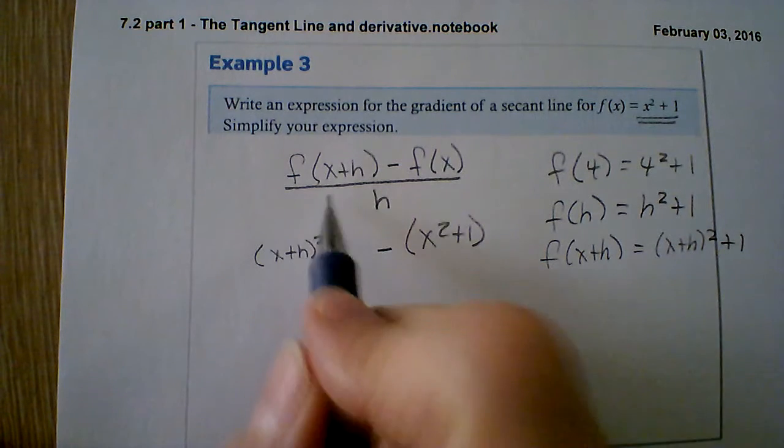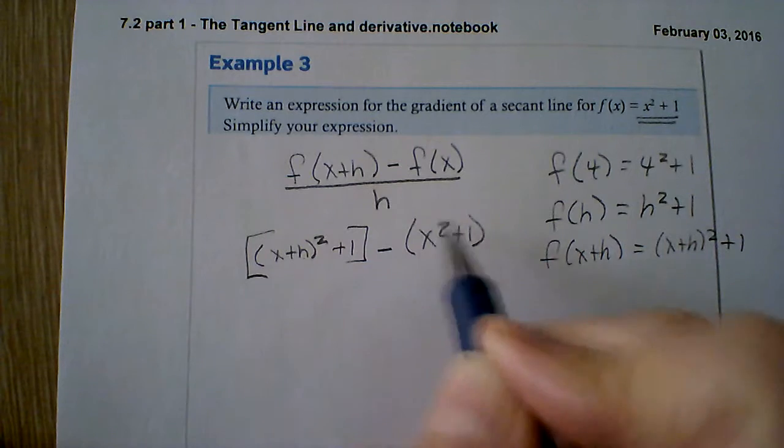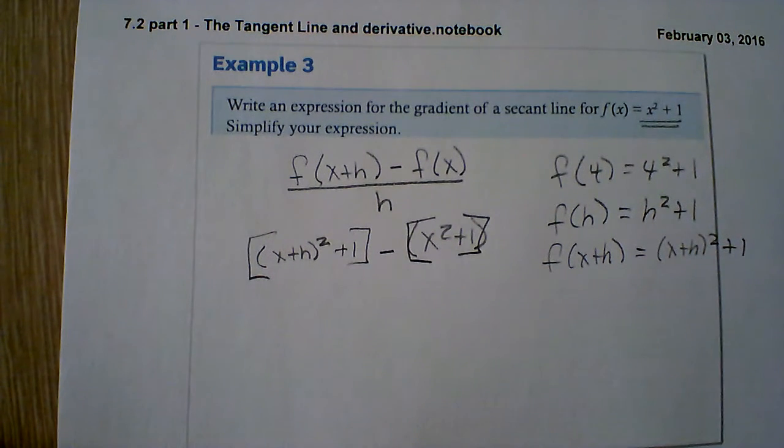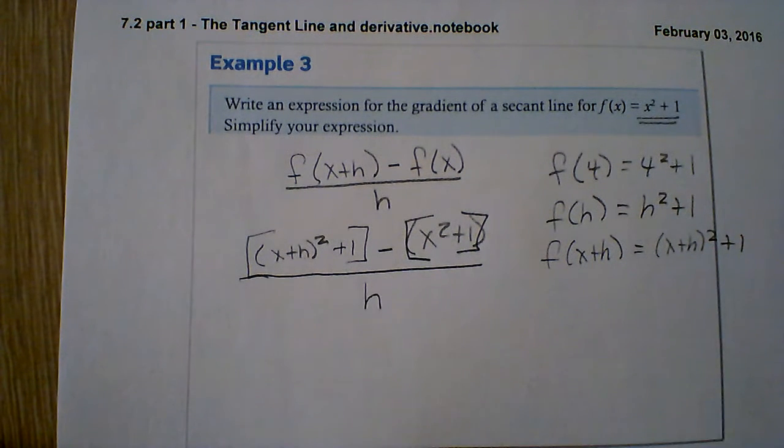Get it? So this becomes x plus h squared plus 1 minus our original function, right? All over h. Because you have to subtract the whole thing, because otherwise you'll just write minus x squared plus 1. But it's not minus x squared plus 1, it's minus x squared minus 1. Okay, so I put the brackets so that you remember to distribute the negative. Your textbook does it too, because they know you won't distribute the negative.